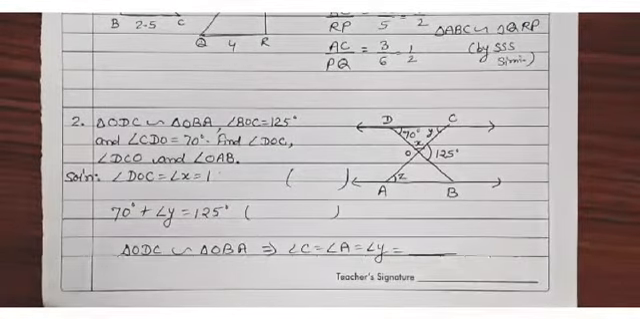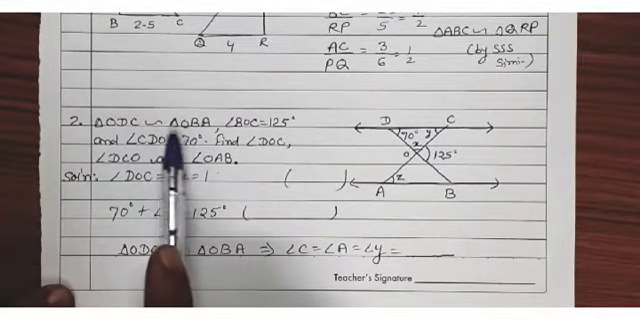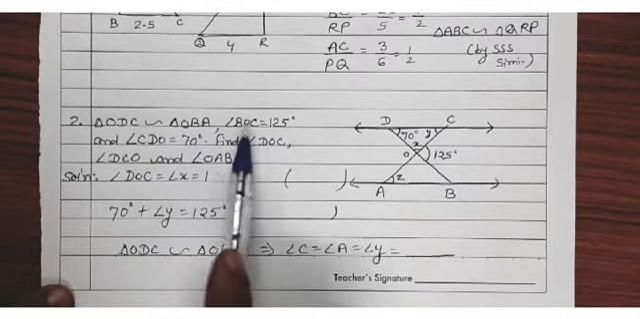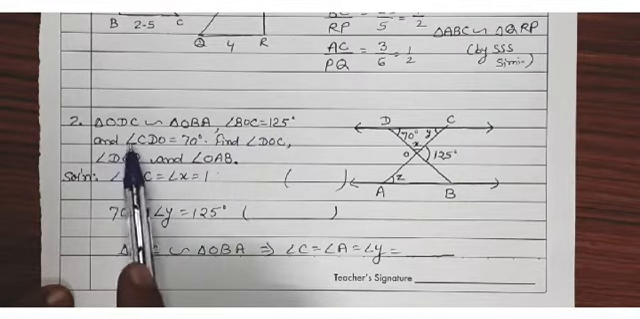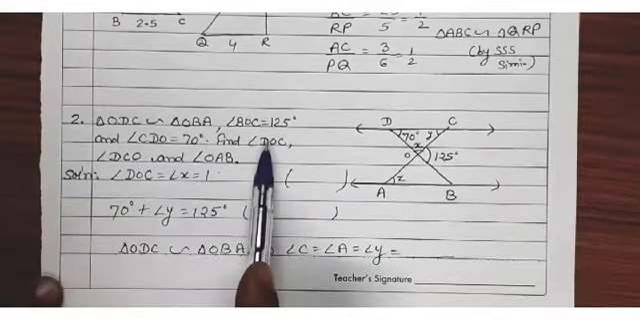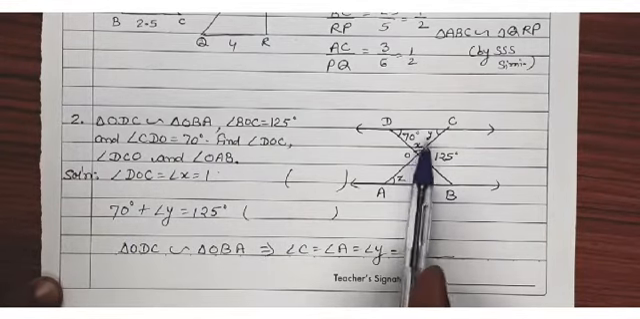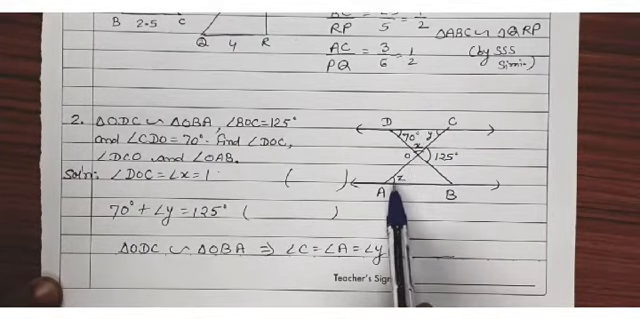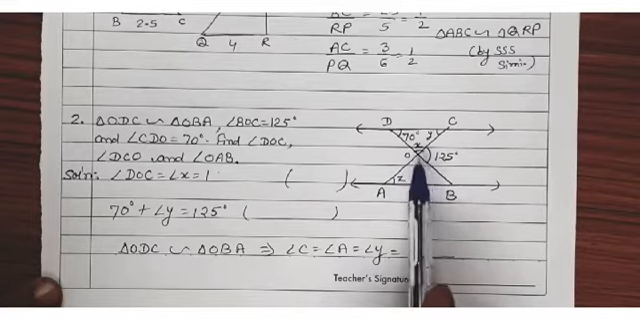Come on to question number 2. Two triangles are given to you. Triangle ODC is similar to triangle OBA, it is given. Angle BOC is equal to 125 and angle CDO is equal to 70 degrees, and you have to find three angles. Let one angle be X, second one Y and third one Z. First of all, you have to find BOC, that is X. This is your linear pair, no?